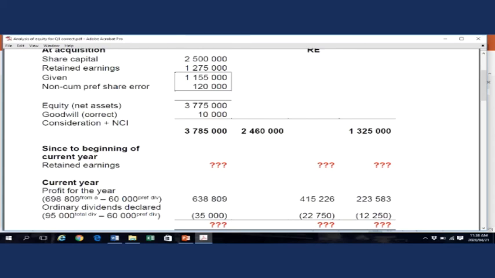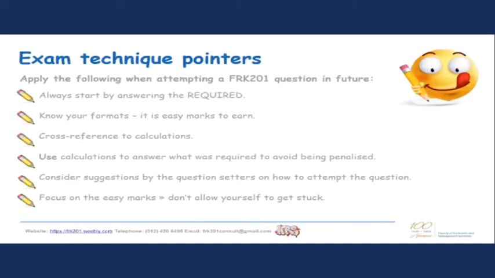And then a final comment on errors made on the analysis. All these amounts that you calculate on the analysis have to be used in the line items in the statement of financial position, which was the required of this question. If amounts were not used, a lot of marks were lost and students were penalized in that regard.